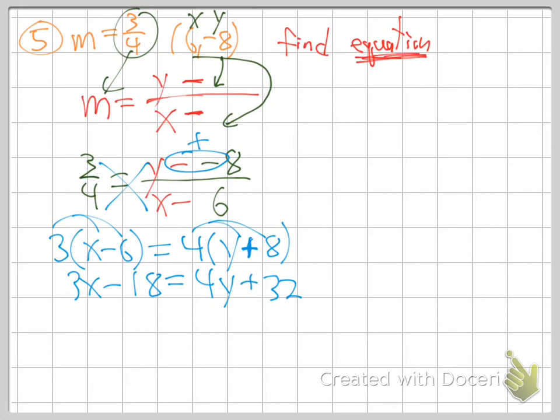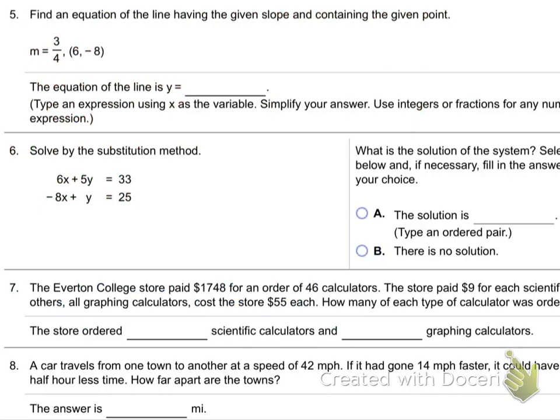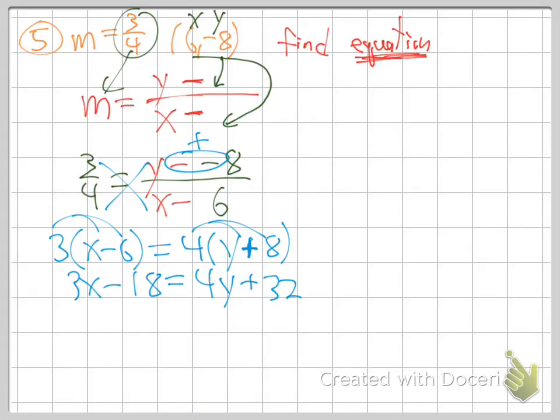Now in the end, they want us to get y alone, I believe, don't they? Yeah, y. They want y equals. They want y alone. So let's get y alone. What do we do to get y alone? Subtract that 32, right?